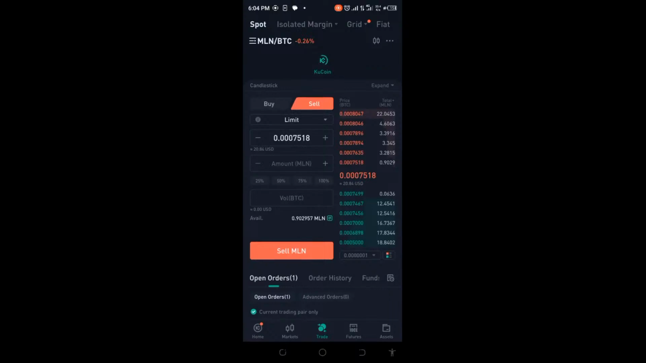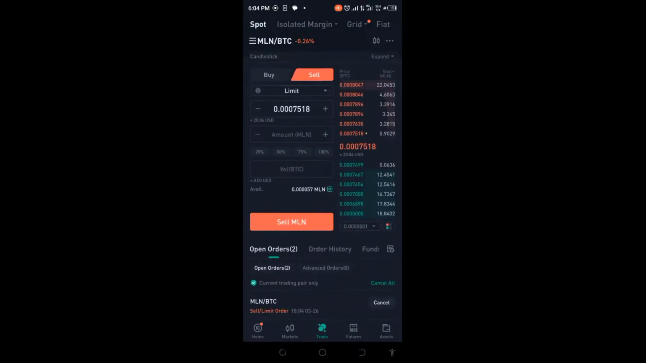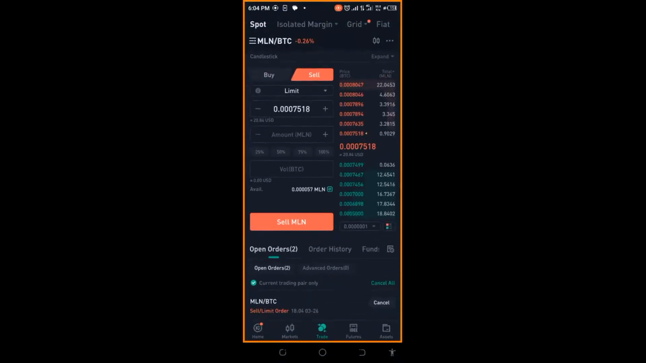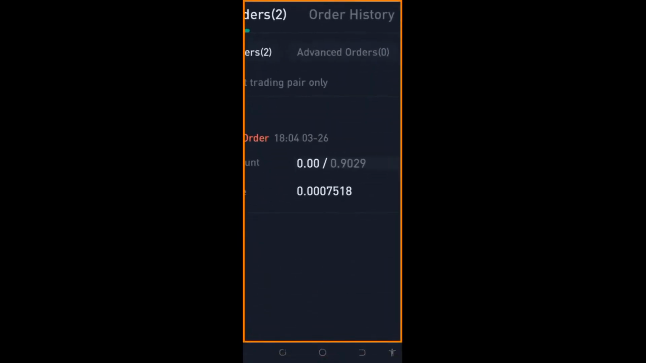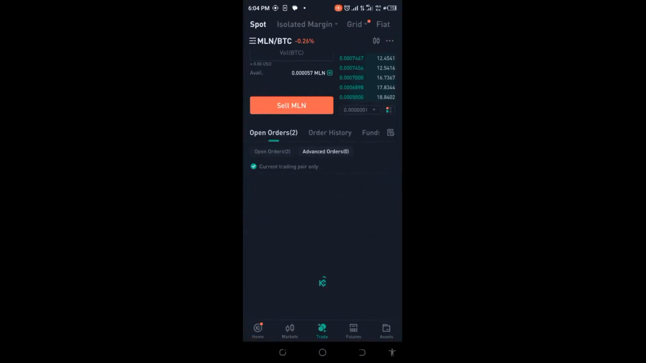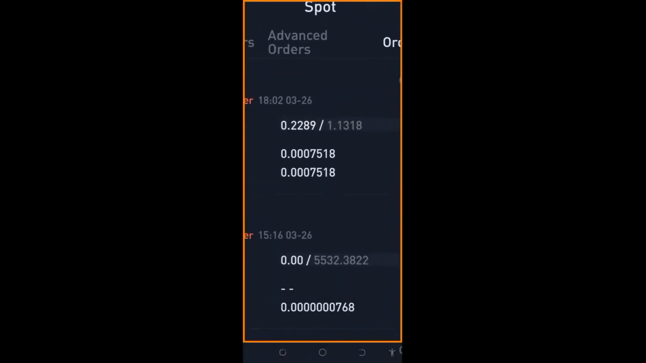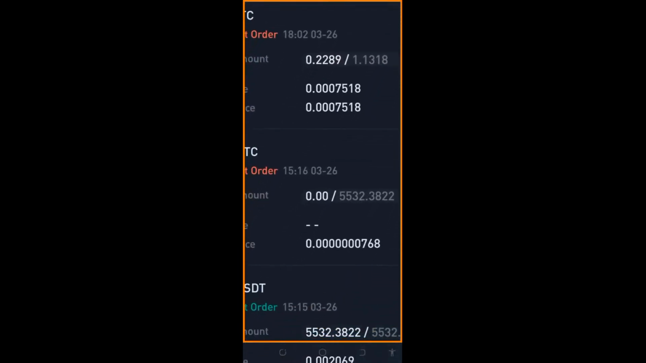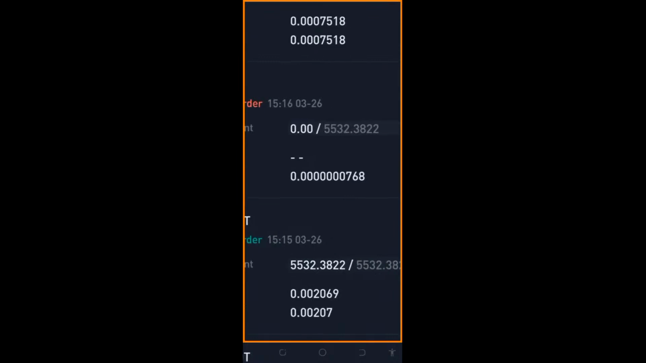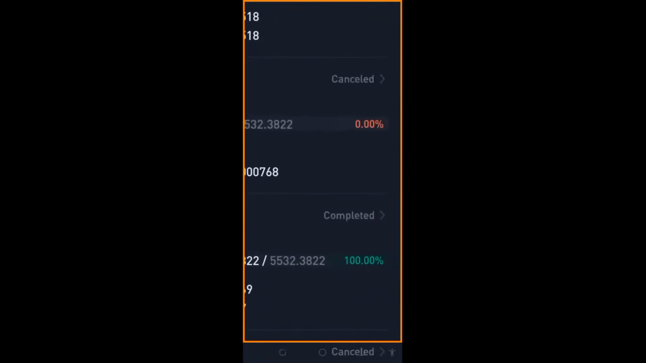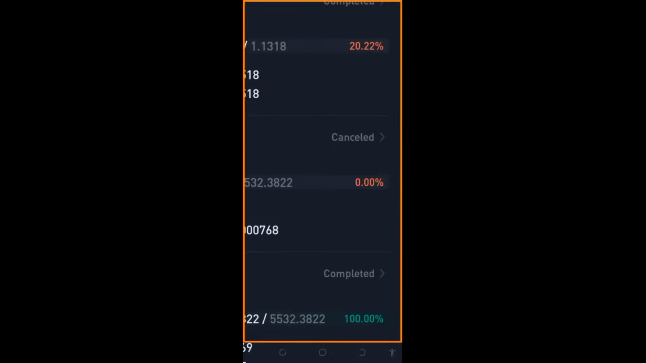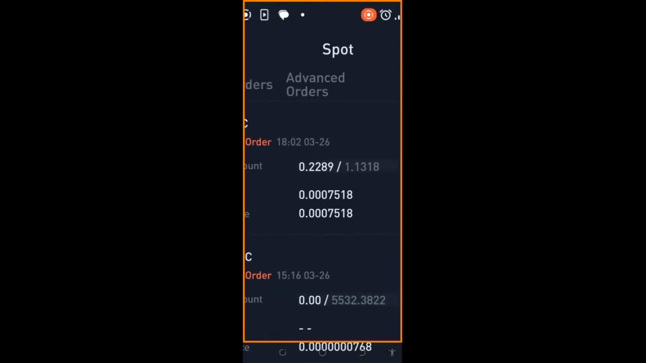Let's check if we're still in the queue. Okay, I think we're still in the queue. But I will go and check what's going on in the order book. Let's see what's happening in the order history or the trade history. All right, see what has happened here. I'm just checking to see what's going on. How much of it have we sold? Okay, this was cancelled.